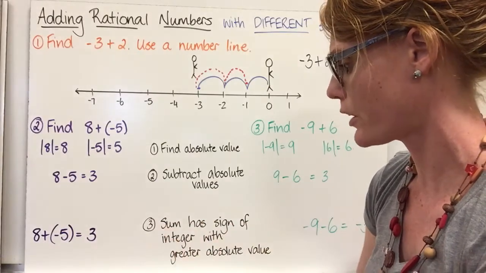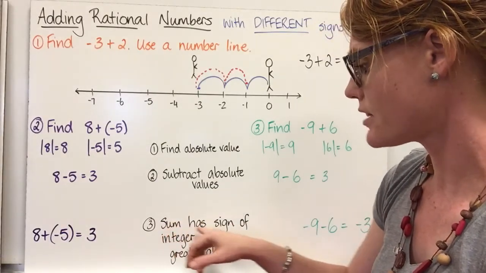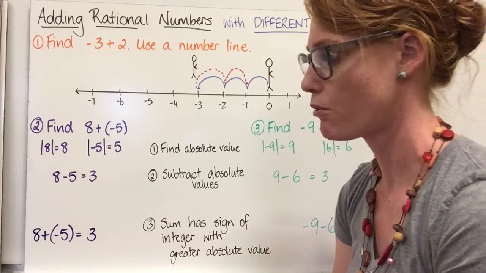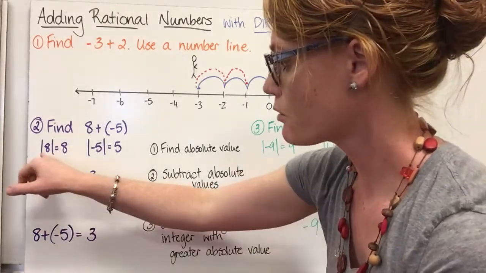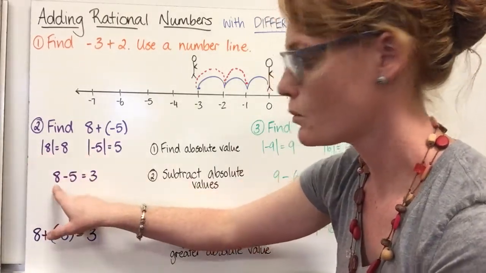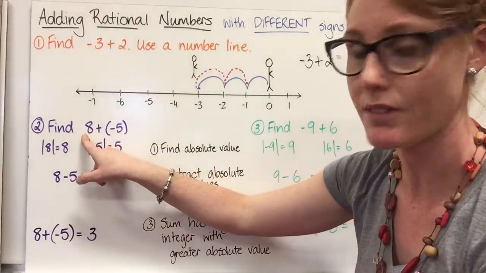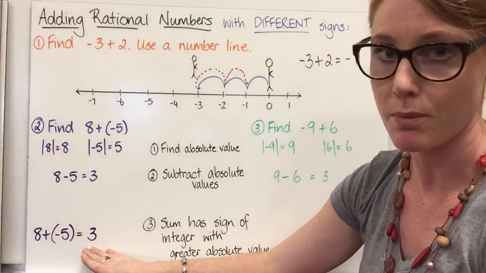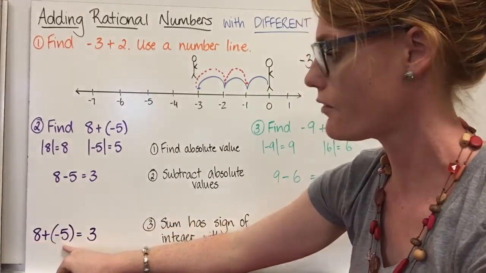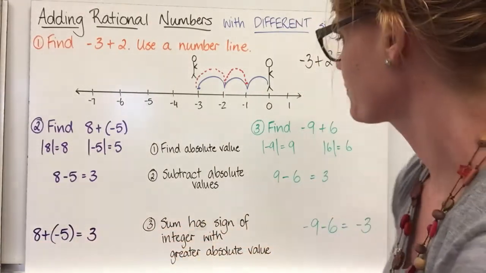And the third thing we're going to do is assign the sum the sign of the integer with the greater absolute value. So the greater absolute value here was 8, and in our original equation, 8 was a positive number, so our answer will also be positive. So 8 plus -5 equals 3.